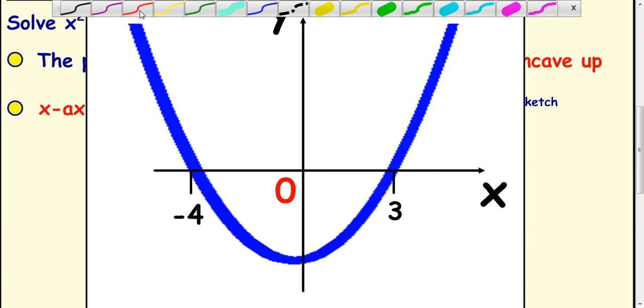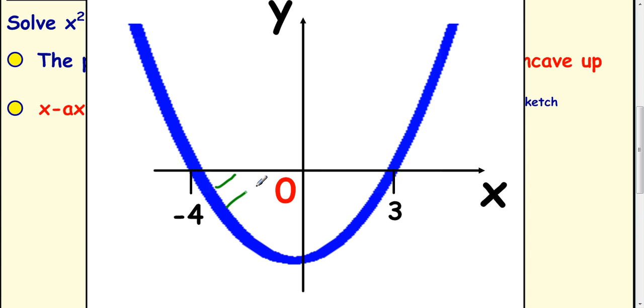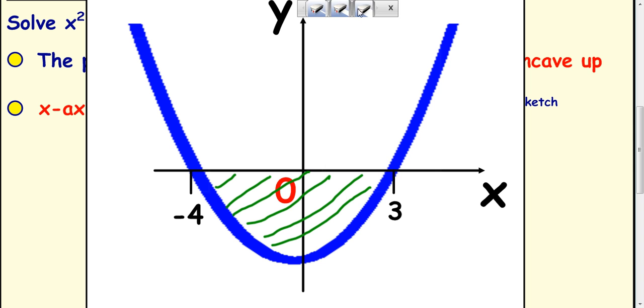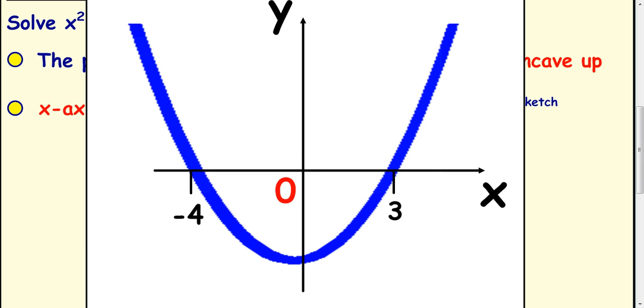when's it less than 0? Well, this bit here. All this area here, it's less than 0. So what x values is this? Well, it's between negative 4 and 3. All the values of x between negative 4 and 3 are when this is less than 0.